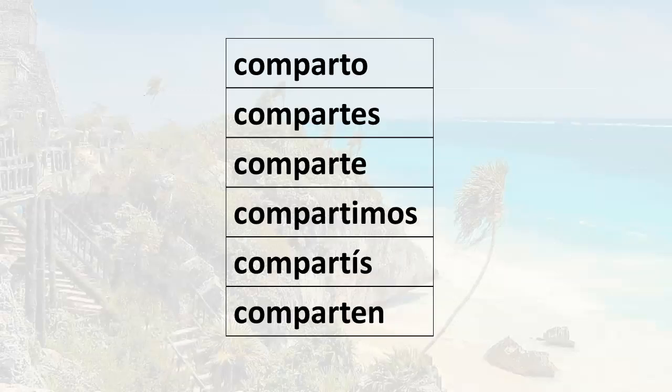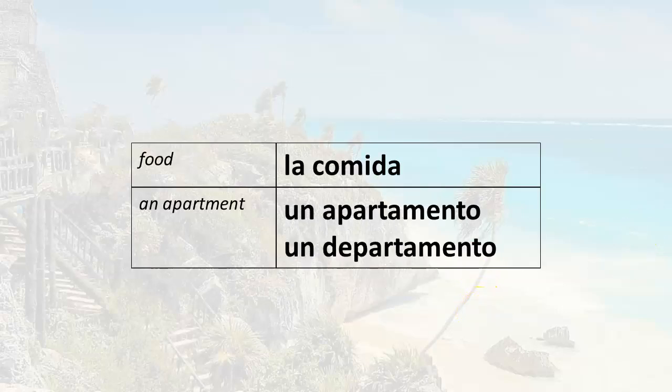So here are the 6 forms of compartir in the present tense. Comparto, compartes, comparte, compartimos, compartís, comparten. Some things that we might share: food, la comida; an apartment, un apartamento. Remember, some native speakers use the word departamento to mean apartment.